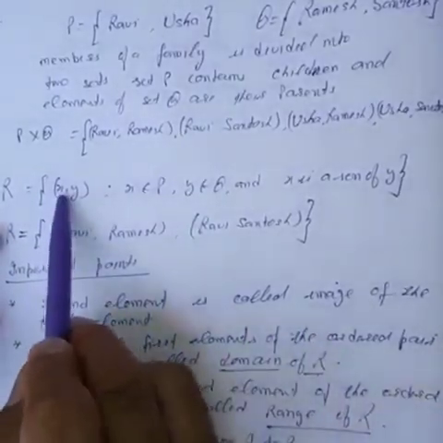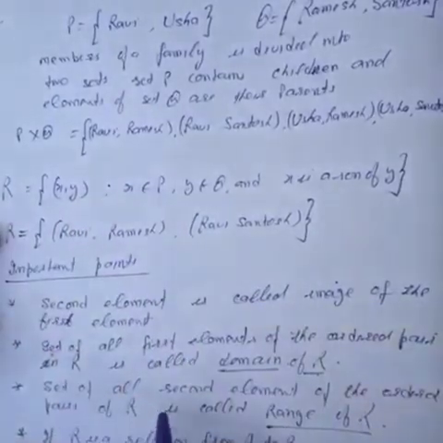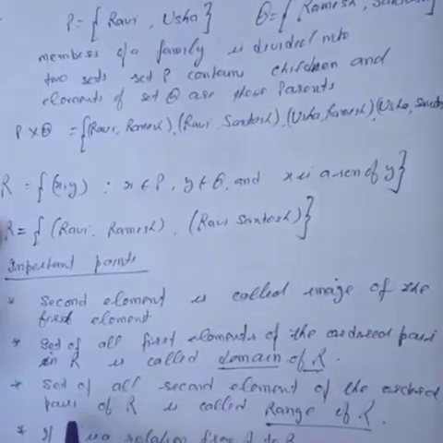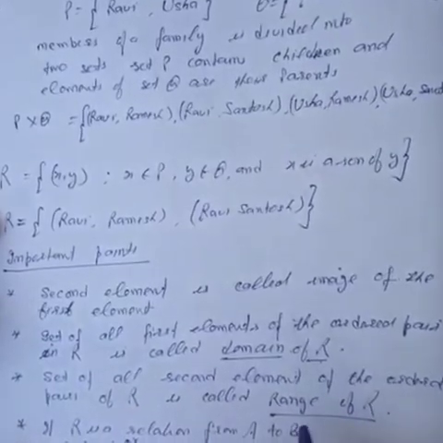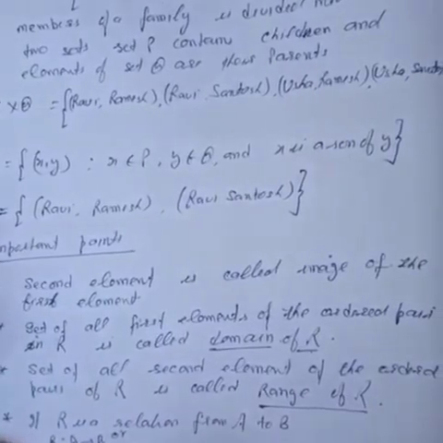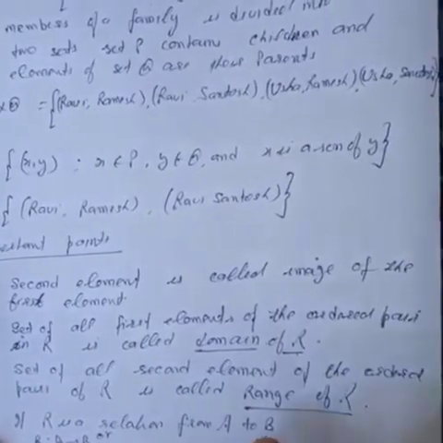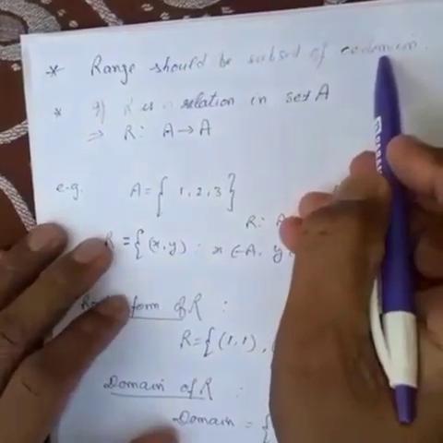The set of all values of x will be the domain of R. Similarly, the set of all second elements of the ordered pairs of R is called the range of R. If R is a relation from A to B, then set B is called the codomain. And one more important point: the range should be a subset of the codomain.